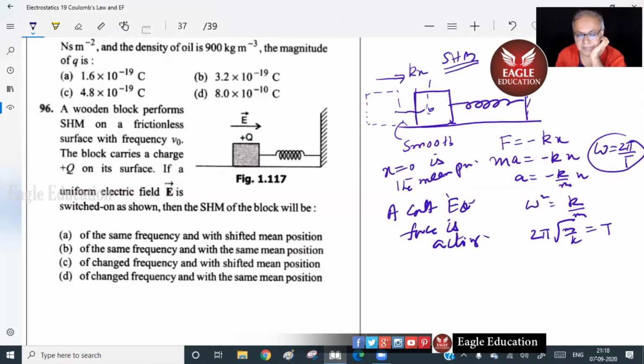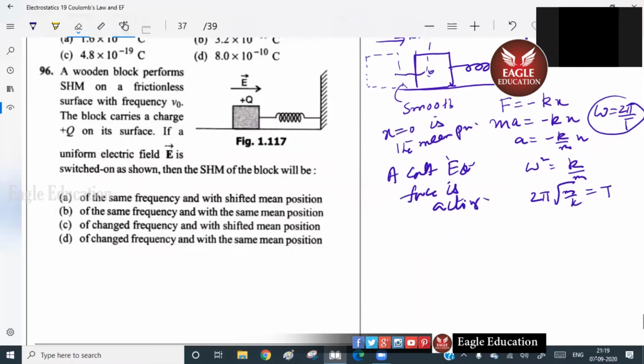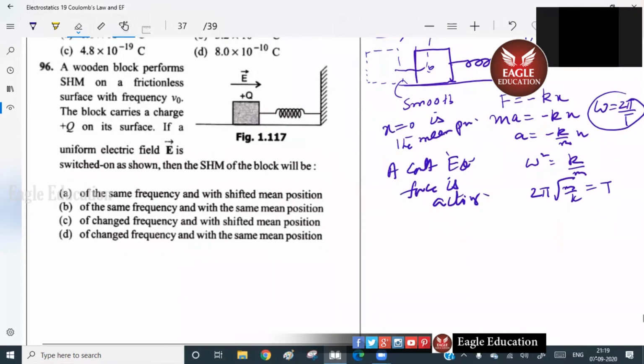Tell me. A constant EQ force is acting here. So how does it make a difference? My doubt is, since it is acting towards the spring, how will it create a spring action, sir? There will be a spring force.